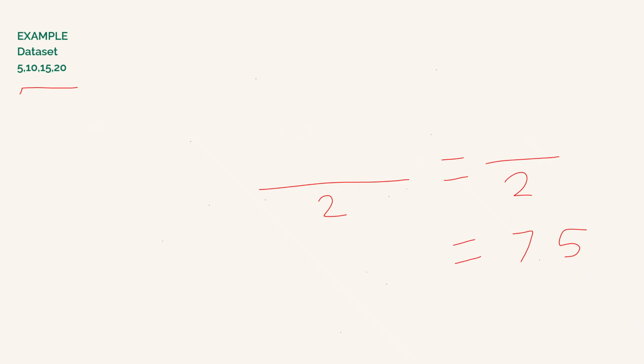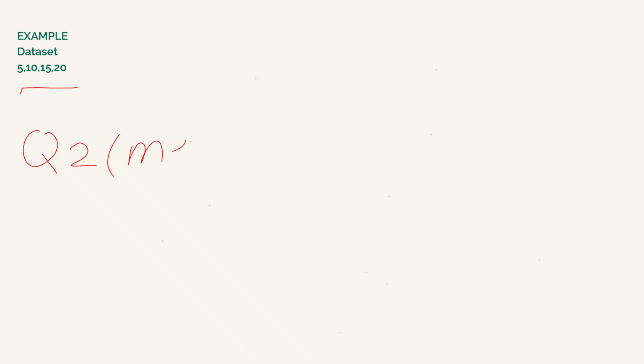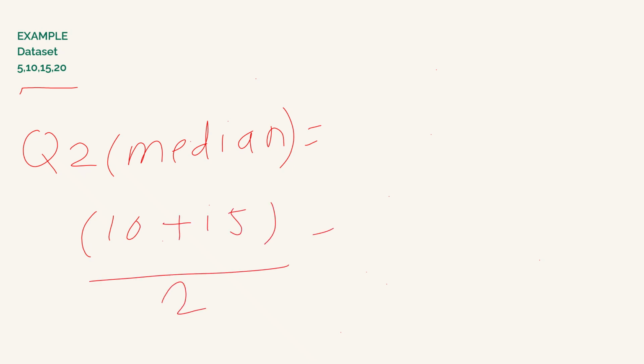Quartile 2 is the median of the data set. The median of this data set is between 10 and 15, so we find the average of these two numbers: 25 upon 2 is equal to 12.5.